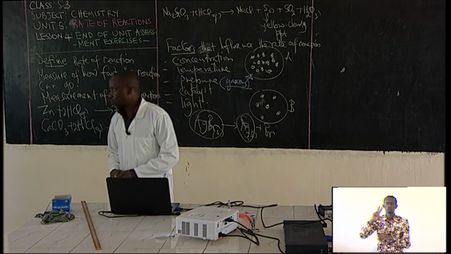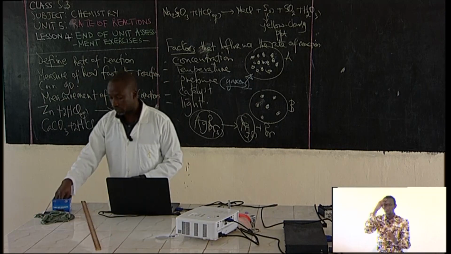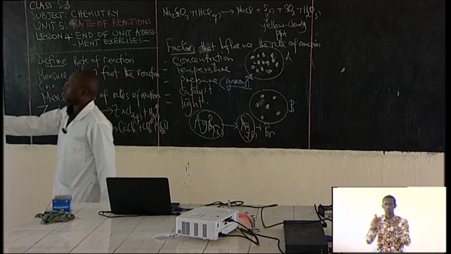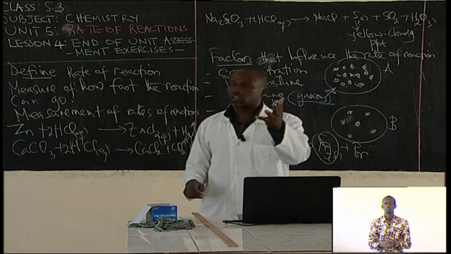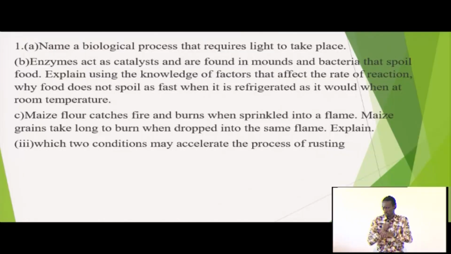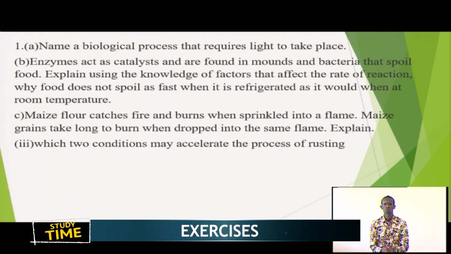So let us continue with our questions. Because we said we're supposed to answer some of these questions. Question number one says, name a biological process that requires light to take place. A biological process that requires light to take place. I will be giving you a few seconds to answer the questions. This is photosynthesis. So this is number one, A, we have photosynthesis.